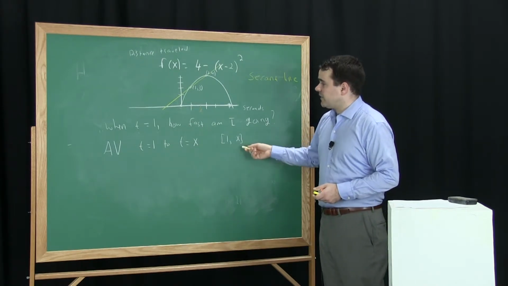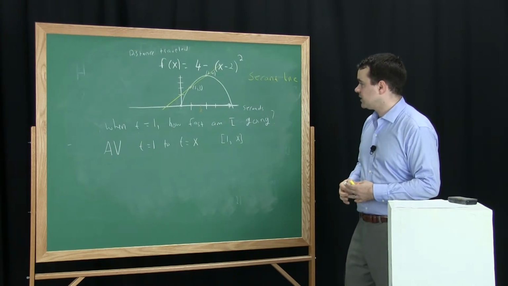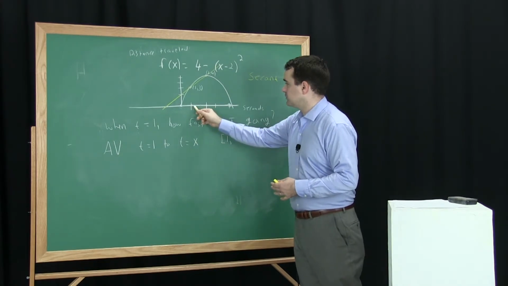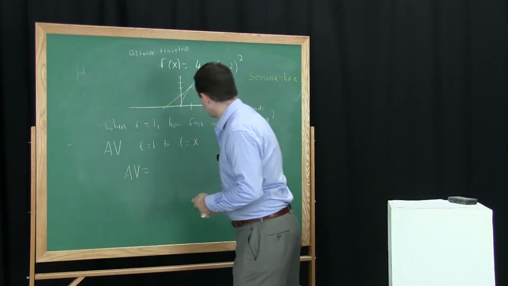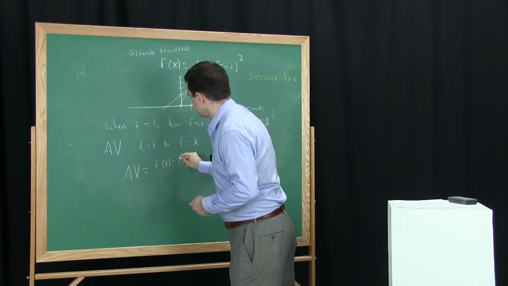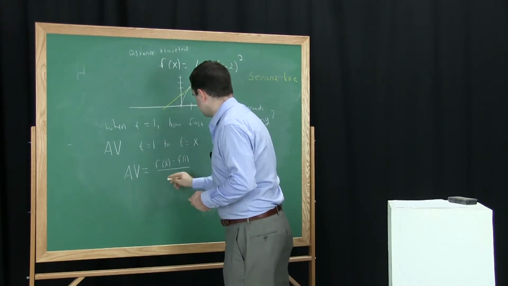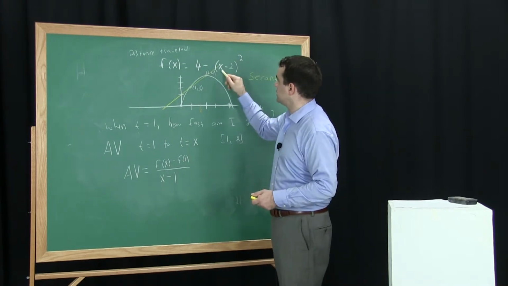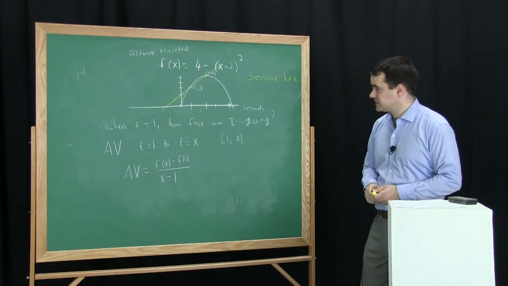So when you want to find the average velocity, what you always want to do is take the difference between the y values and divide by the difference between your time values. So what I want to look at is f of x minus f of 1, and I know that's equal to 3, divided by x minus 1. So the change in my y values, f of x minus f of 1, divided by the change in the x values, that's x minus 1.